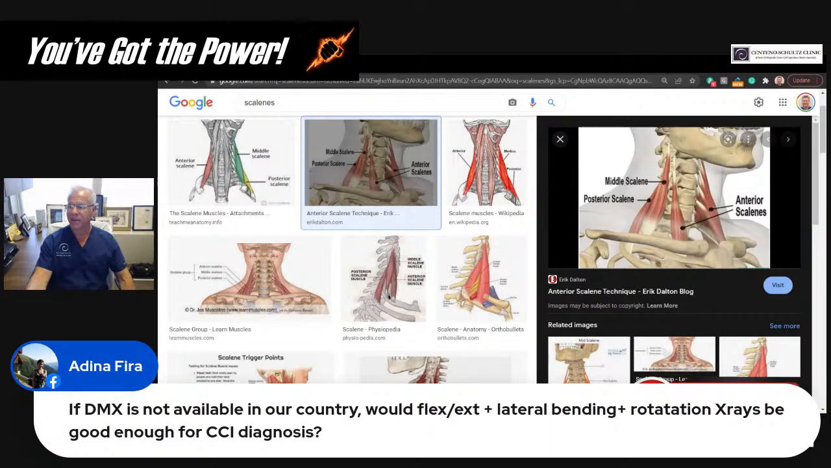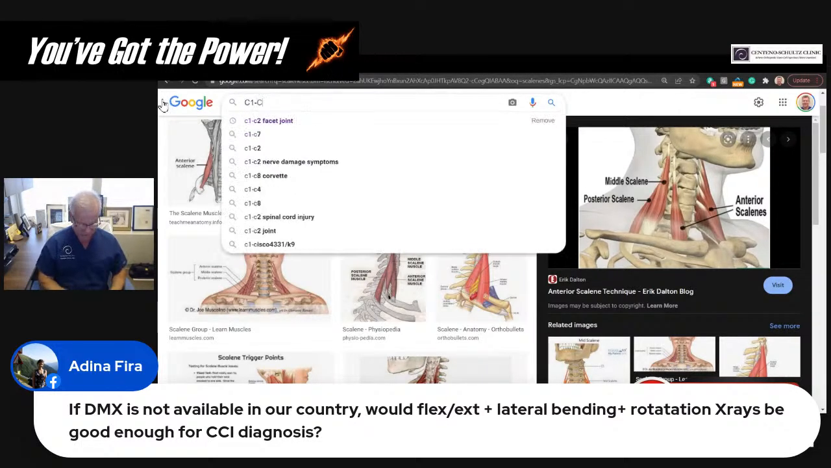Adina, if DMX is not available in your country, would flexion, extension, lateral bending, rotation x-rays be good enough for CCI diagnosis? Usually not, Adina. What I have seen is some of our European patients who get open mouth views with lateral bending as far as they can go, where there's a visualization of C1, C2.